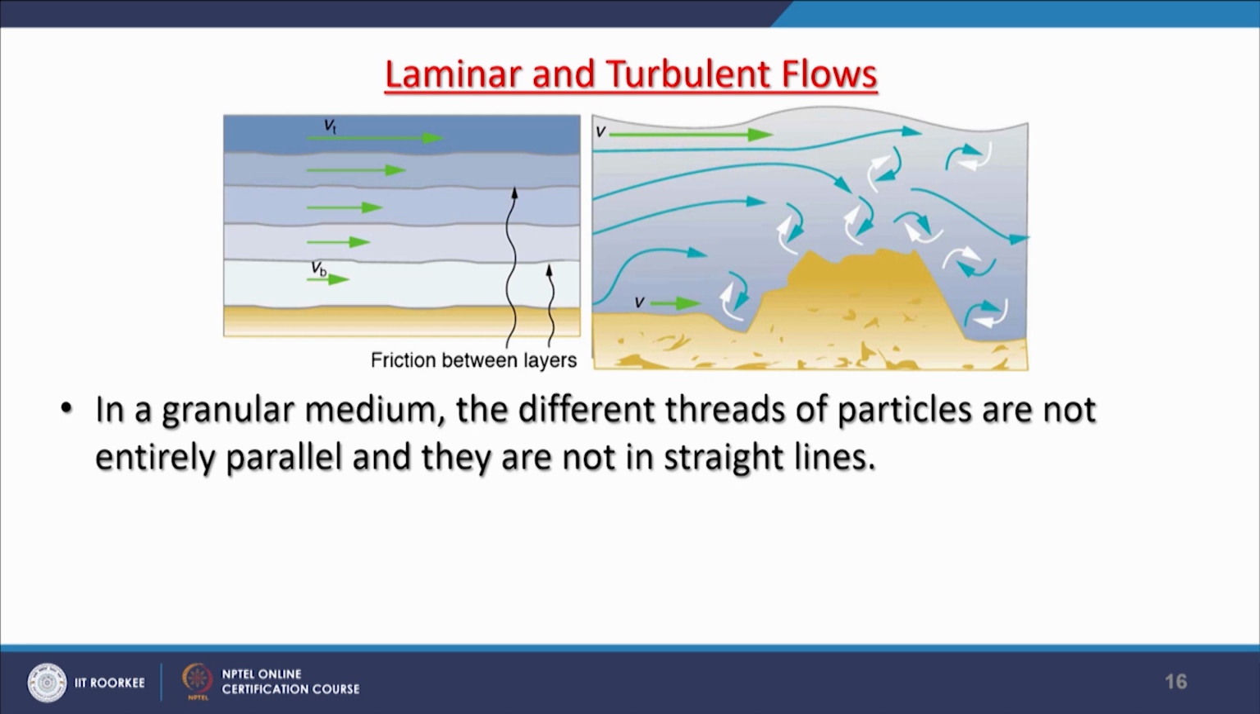Here again, two examples are there; the vertical profile is shown for the laminar flow and turbulent flow. The left side is showing laminar flow and the right side is showing turbulent flow. Now, here the Vt and Bb and other things are also shown, showing what happens to the friction between different layers in case of laminar flow.